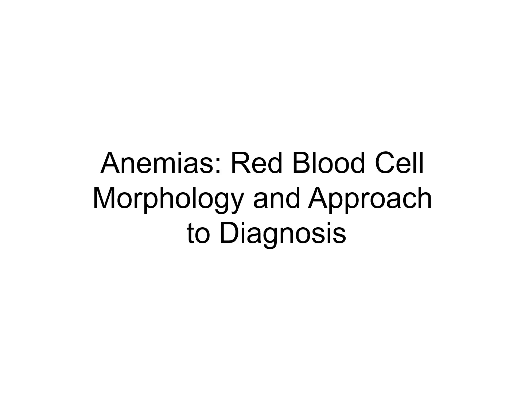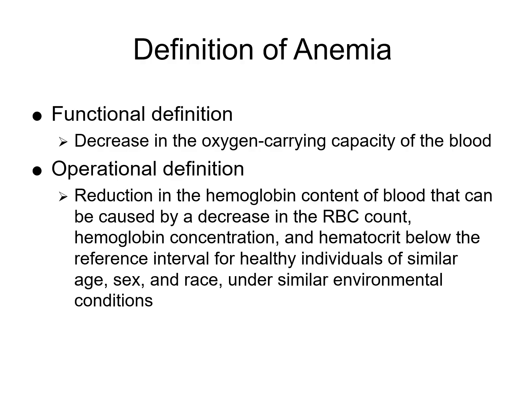Anemias, we're going to look at their red blood cell morphology and how they are diagnosed. By definition, anemia is a decrease in the oxygen carrying capacity of the blood. This means the blood is less able to deliver adequate oxygen to tissues, which can result from various causes. And we'll talk about some of those causes.